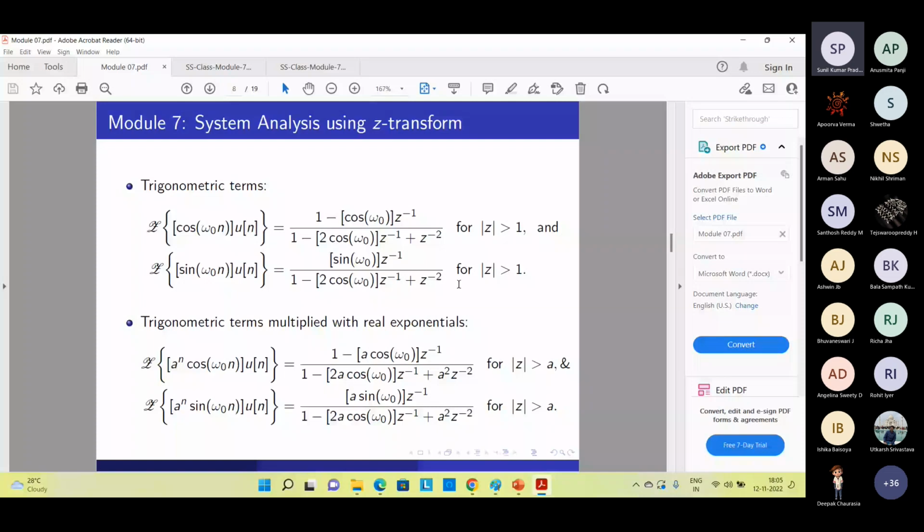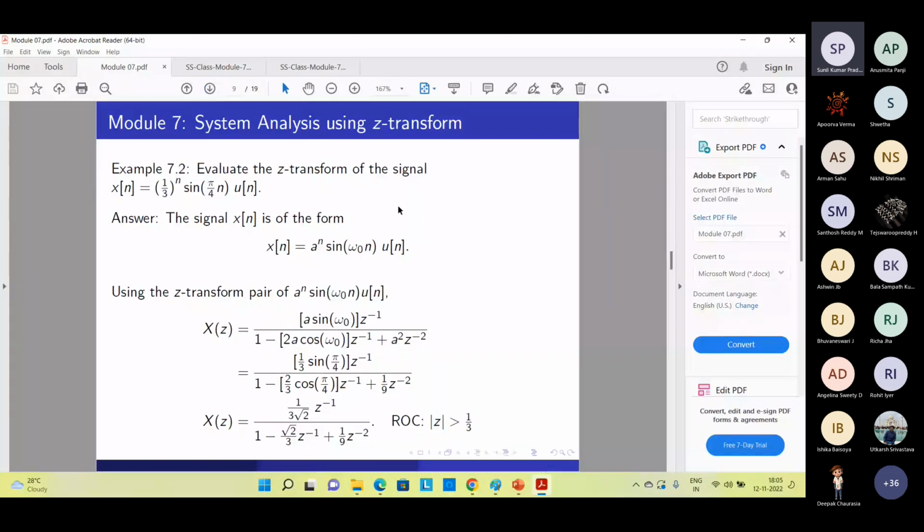For example, let's take an example. Evaluate the Z transform for the signal. What is the signal? It's given as (1/3)^n sin(pi/4 n) u[n]. Let's say this is one kind of signal and it is asked to find out the Z transform.